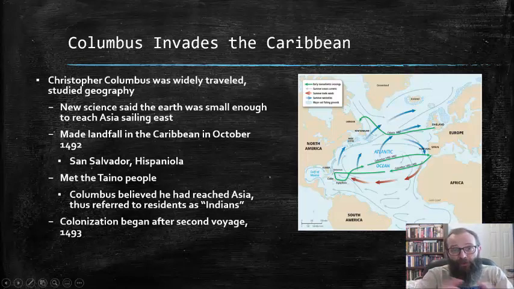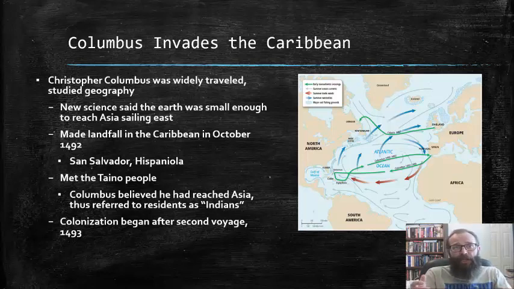1492, Columbus sailed the ocean blue, a rhyme that I'm sure many of you are familiar with going back to probably your elementary school days. Columbus himself was actually Genoese. Genoa was an Italian city-state that had a very powerful maritime presence in the Mediterranean and in the Atlantic, and Genoese mariners were prominent across Europe, actually. And Christopher Columbus himself was widely traveled. He had spent lots of time in the Mediterranean, in the Atlantic, along the coast of Africa, and he was well studied in geography.